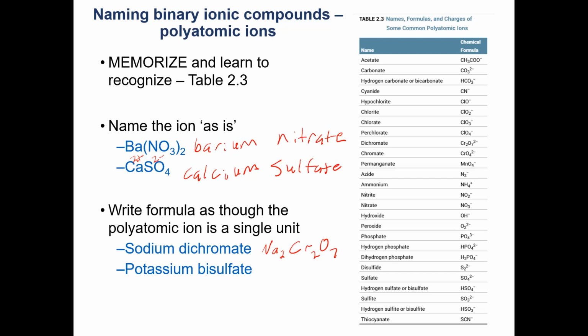Let's try another example here. Potassium bisulfate. So potassium is K, and it's in the same group as sodium, so it has a 1 positive charge on it. Bisulfate is HSO4 negative, so potassium has a positive charge, bisulfate has a negative. 1 positive plus 1 negative would add up to 0, so we can just write this as KHSO4.